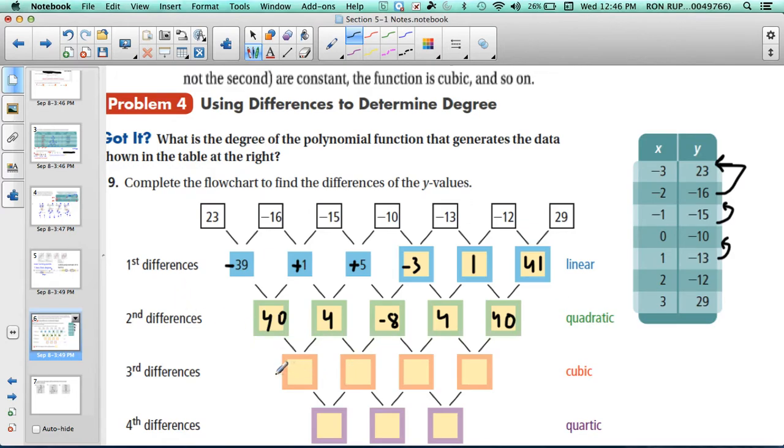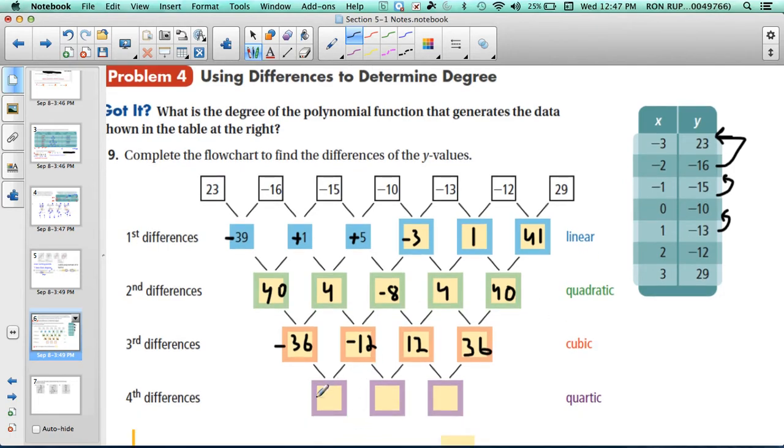Now we move to the third. 4 minus 40 is negative 36. Negative 8 minus 4 is negative 12. 4 minus negative 8 is 12. And 40 minus 4 is 36. Again, definitely a pattern. No one's arguing that. But are all these numbers the exact same? No. If the third differences were all the same number, then it would be cubic. So now we move on to the next level.